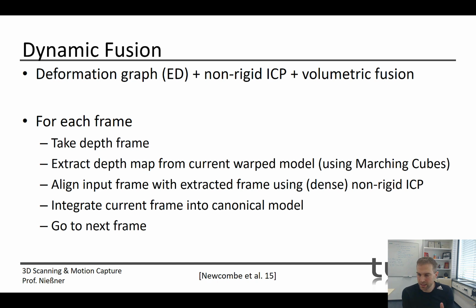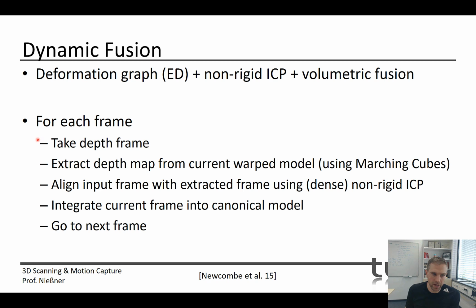It uses a non-rigid ICP between the current frame and the canonical model. It does volumetric fusion once the deformation parameters are estimated. It updates the current model. And this is done by several steps per frame, right?